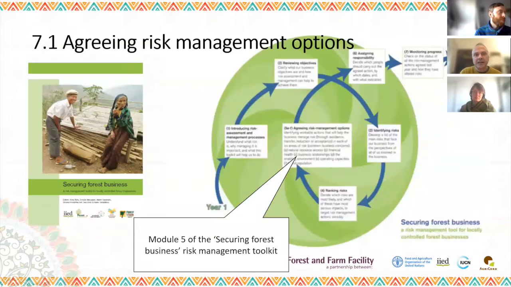And if you remember the toolkit, I hope you'll have had a chance to download this toolkit and have a look at it. We now come to the heart of the cycle of risk management that you see. This is an annual cycle. We've gone through the steps of introducing why we want to do this. We've reviewed our objectives, identified risks, and ranked the risks. And now we're agreeing among the team what are the risk management options that we need to put in place. So I hope that's clear. So this is module 5 of the toolkit.